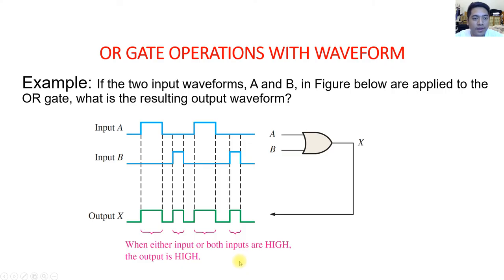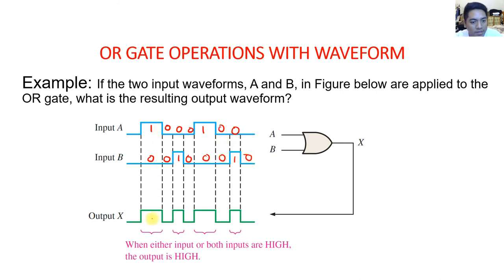If the two input waveforms A and B in the figure below are applied to an OR gate, what is the resulting output waveform? Of course, there is no question with that. So if you have 1, you have 0 here, 0, 0, 1, you have 0, 0 here. And then you have 0, 0, 1, 0, 0, 0, 1, 0 here.